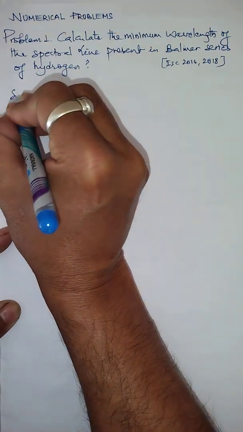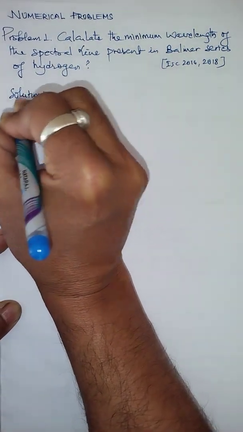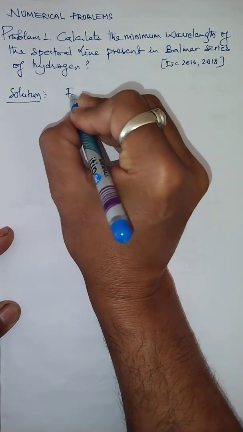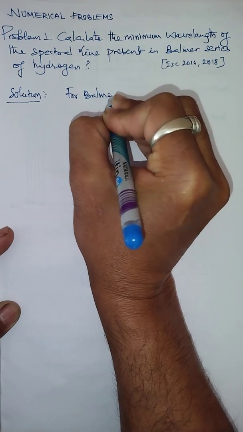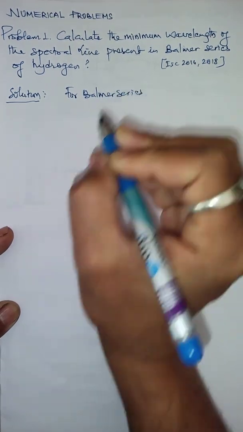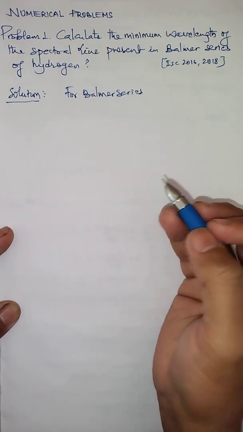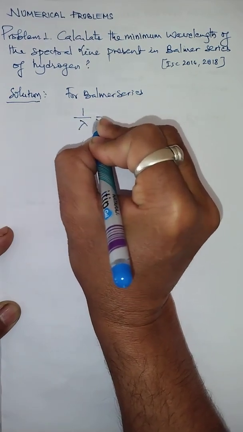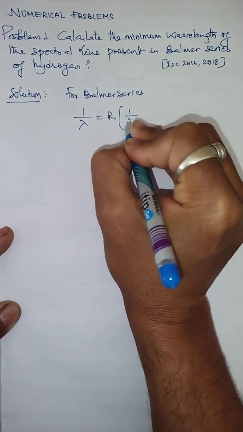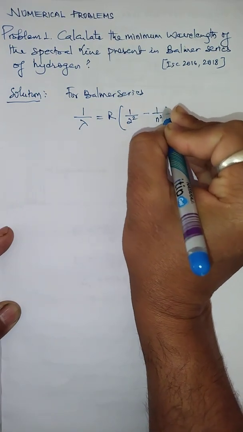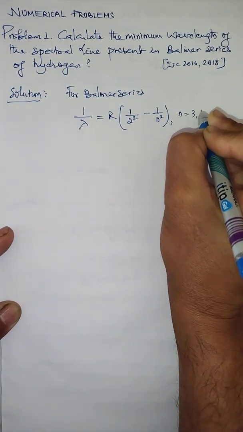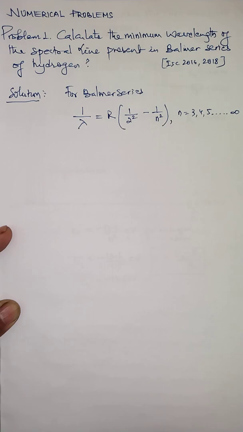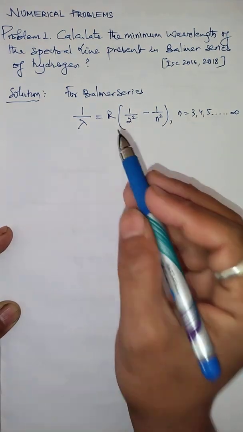To solve this problem, we know the different series of the hydrogen spectrum in case of emission radiation. This problem is based on the Balmer series. For the Balmer series, the wavelength of emitted radiation can be calculated by this formula: 1 by lambda equals R into (1 by 2 square minus 1 by n square), where n starts from 3, 4, 5, these are the higher orbits. It can be infinite also.